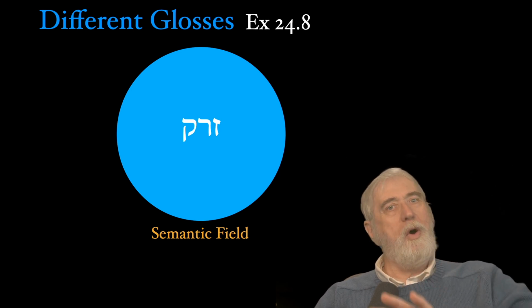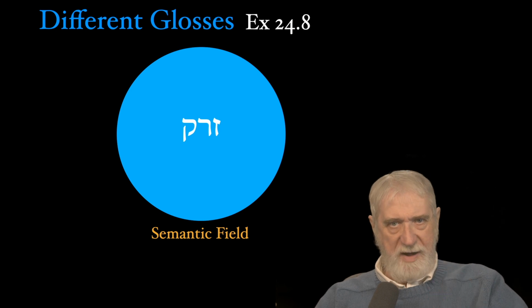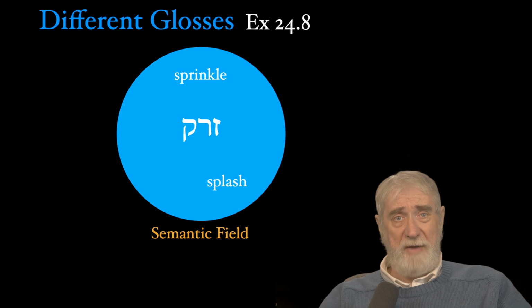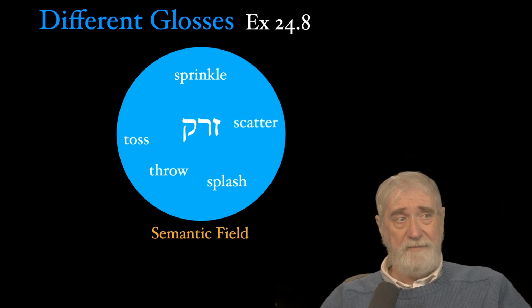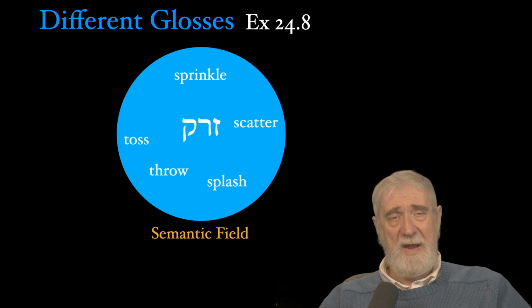And if we look at all of the ways that this particular verb zarach is used in the Hebrew of the Bible, we would find that sometimes sprinkle is an appropriate word, sometimes splash would be appropriate, sometimes toss, sometimes throw, sometimes scatter, and so forth. And there are others that we could choose in English as well. Notice how these tend to fall into two sorts of groups.